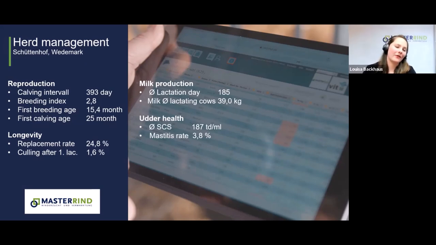We want to start, this is something for the future, we're going to do it this year, to calculate our income over feed cost more regularly. We just do that when we calculate a new ration at the moment, but we want to do it weekly.